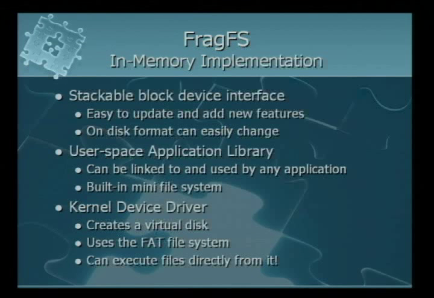Specifically, we have two different versions of the code. One is a user space library, which you can basically link programs against. It provides standard interfaces of open, read, write, and has a built-in mini file system in it, to basically store files like they were just normal files, and it reads and writes from it. Can link with any program.